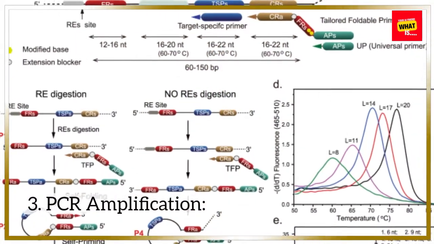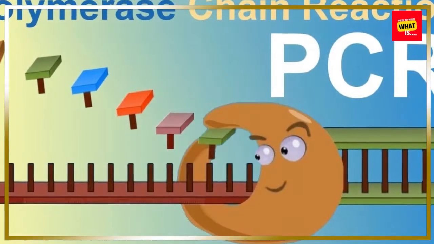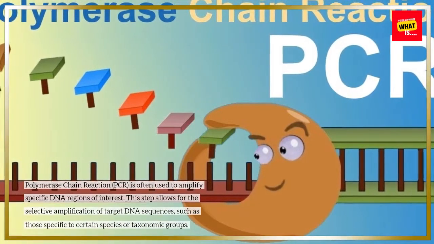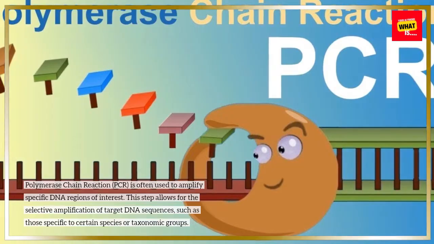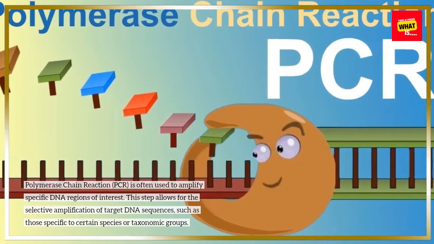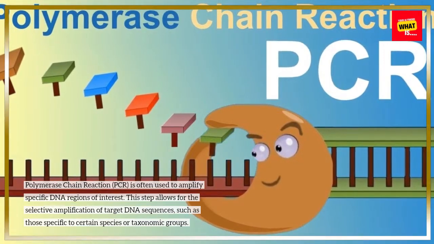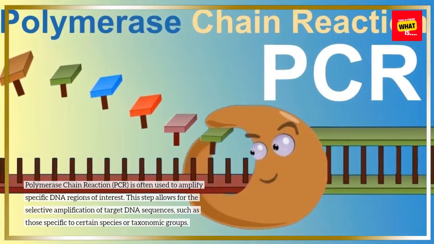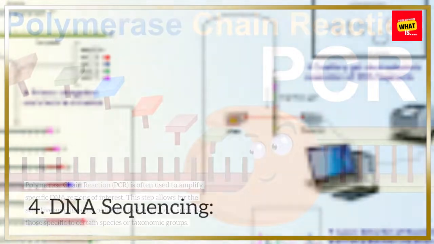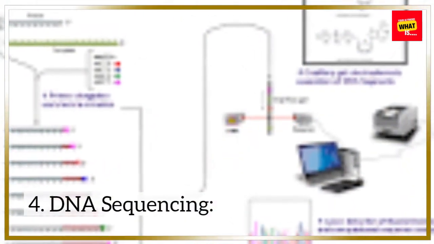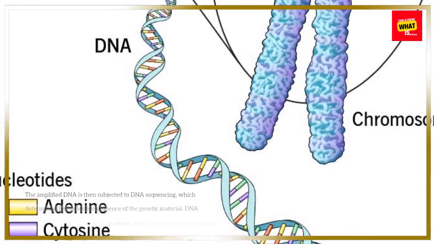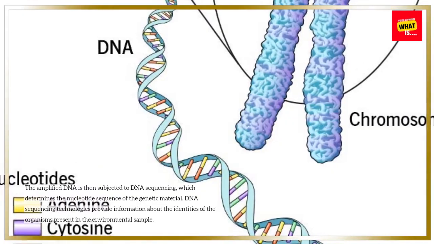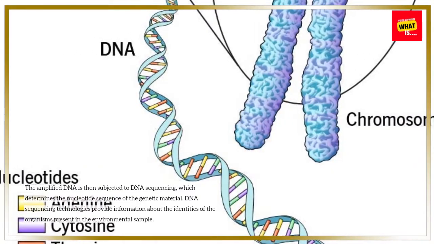3. PCR amplification. Polymerase chain reaction, PCR, is often used to amplify specific DNA regions of interest. This step allows for the selective amplification of target DNA sequences, such as those specific to certain species or taxonomic groups.